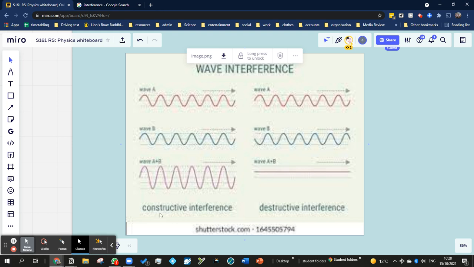Now this is constructive interference because they are adding, they're in sync, so they've got the same frequency, and they're in phase. So when that one's on a peak, this one's on a peak, and when that one's on a trough, this one's on a trough. And so if these were to combine, then the amplitude would be twice as high.